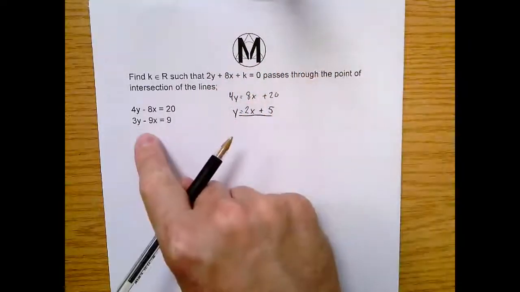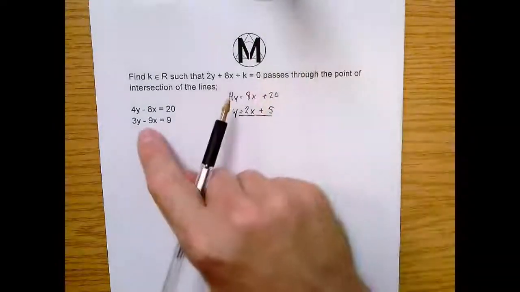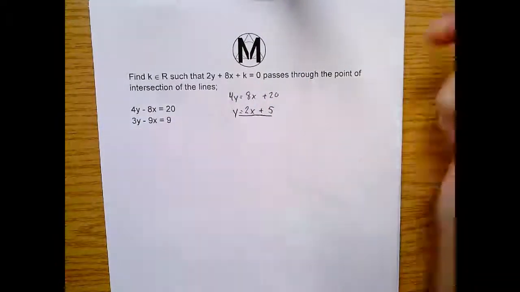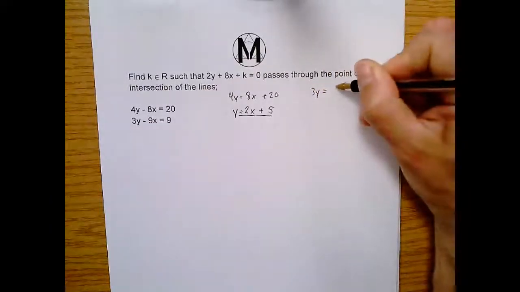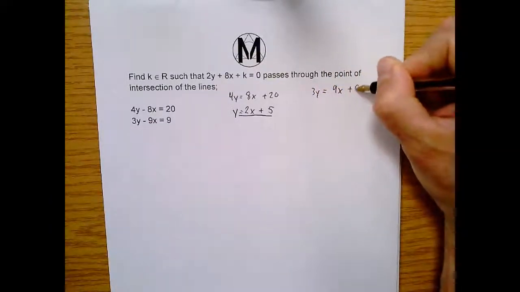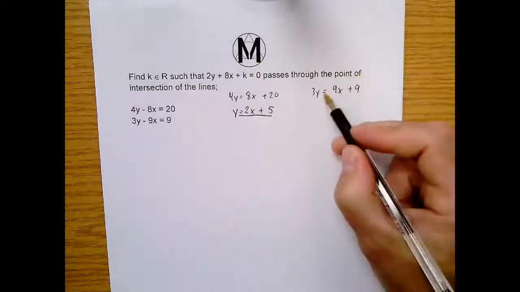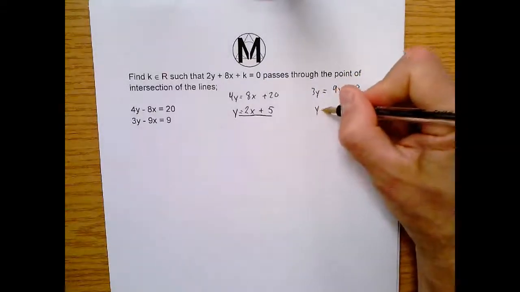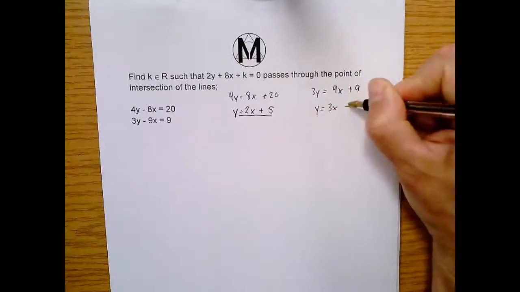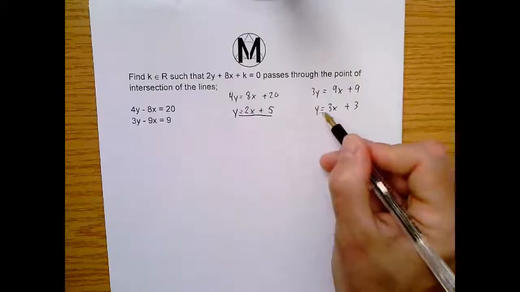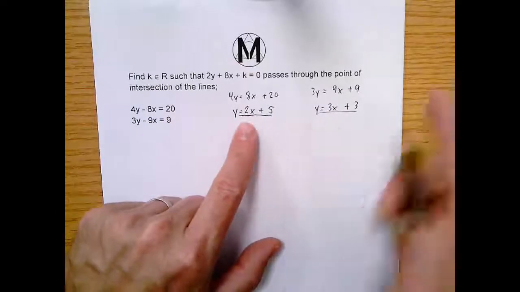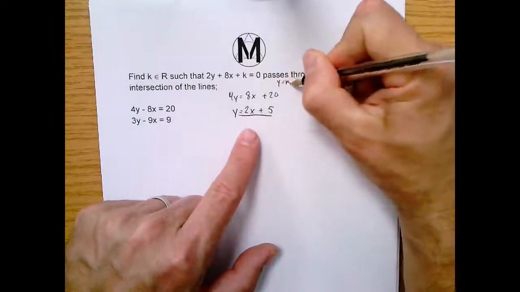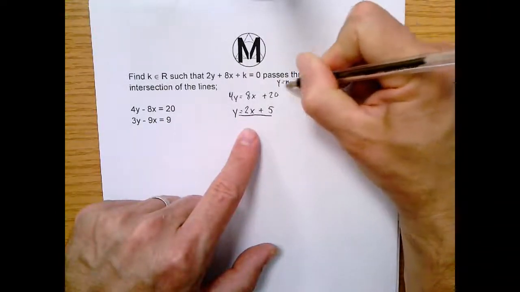All right, let's put this one in slope intercept form. The first step, I'm just going to add 9x to both sides. So I would have 3y is 9x plus 9. Divide everything by 3 to get y by itself, and you have y is 3x plus 3. Voila. Now we have the same lines, but they're a little bit more manageable. They're in y equals mx plus b form. We call that slope intercept form.